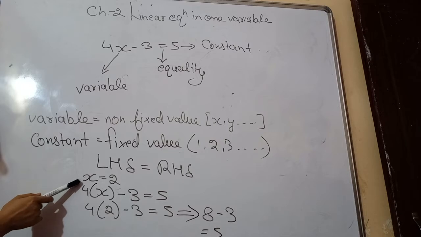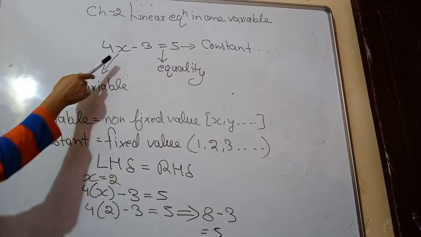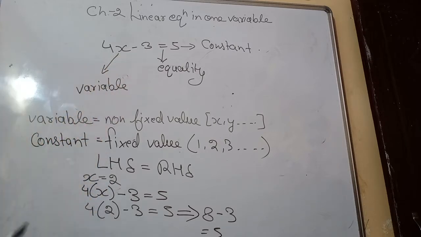Like see, if I place 2 in place of x in the LHS side, 4 in place of x I place 2. 4 2s are 8 minus 3. 8 minus 3 gives us 5. So if I place the correct value which is 2, then we will get LHS equal to RHS.